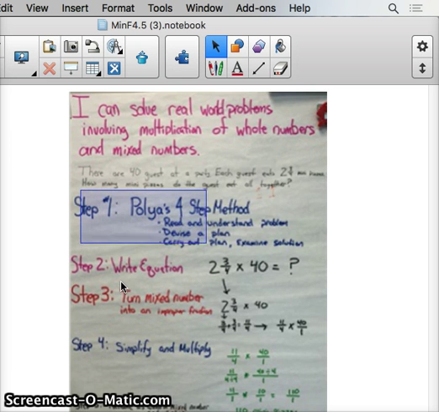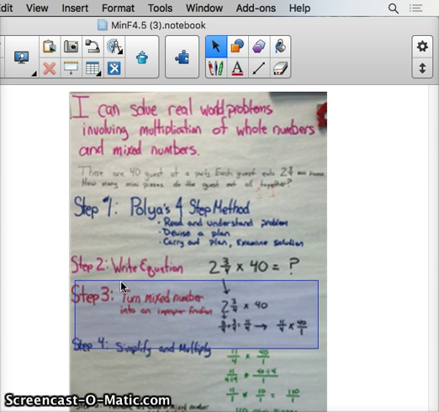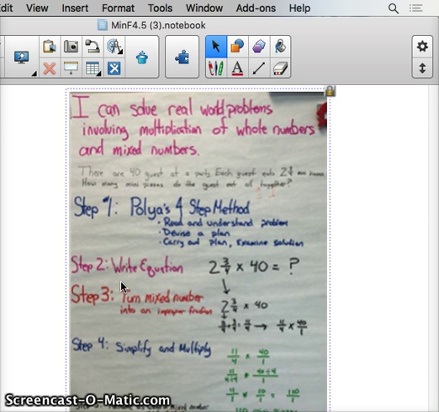But right here, this is our first step, read the problem, devise a plan. The second step is to write your equation. And since we will be multiplying mixed numbers with whole numbers, it's good to write that out. Step 3 is the part that's going to take a little work. That's the part where we're going to turn a mixed number, like the 2 3/4, into a fraction or an improper fraction, so that it's easy to multiply across. And step 4 and 5 are just to simplify and multiply, and 5 is to rename it.